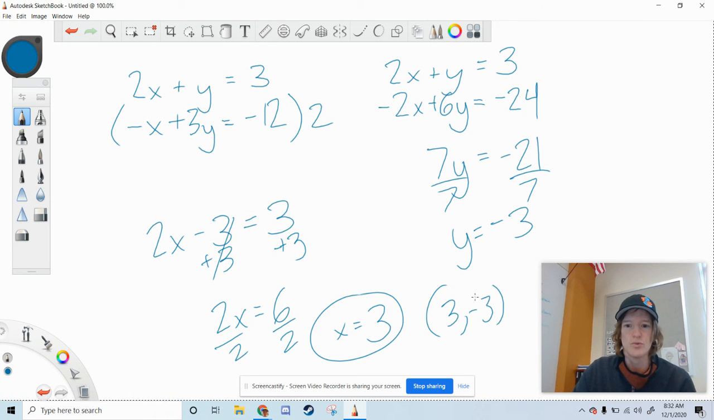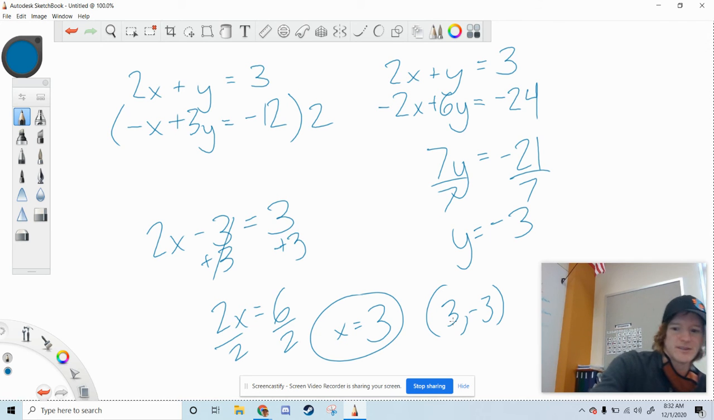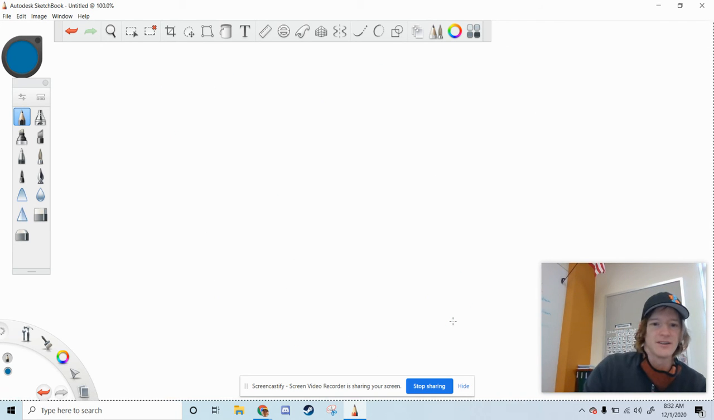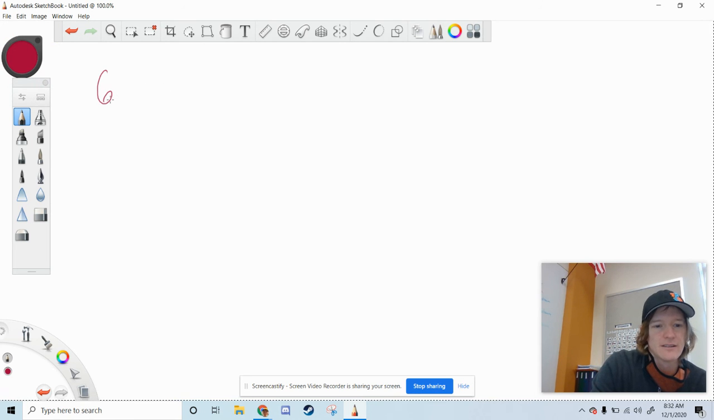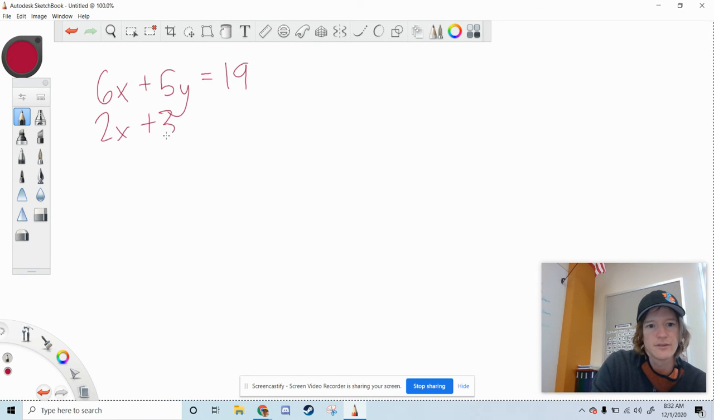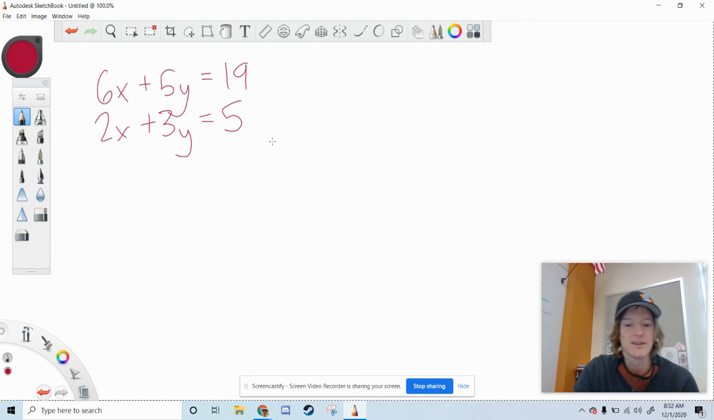Now for the next 2, we will have to manipulate both equations because they're not always going to be perfect for us. 6x plus 5y equals 19. 2x plus 3y equals 5. Oh, never mind. Maybe just the last one. Actually, none of these. Sometimes we'll have to multiply both of them, but I guess we didn't pick any of those examples. And you won't have any in your homework, so don't worry about it.